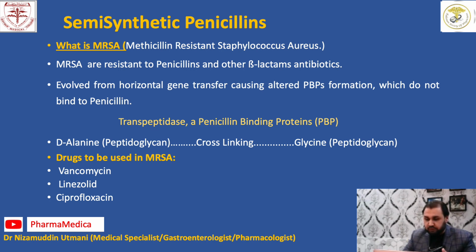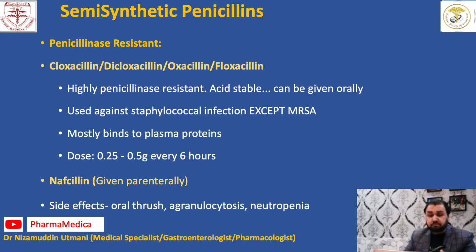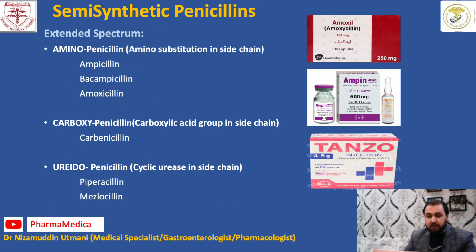We use these drugs for the treatment of MRSA. Then the other penicillins, which are the extended spectrum, we have the aminopenicillins. Amoxicillin is one of the important drugs. Amoxil, Augmentin, and so many other names for this drug. It's very important. The second one is ampicillin and bacampicillin.